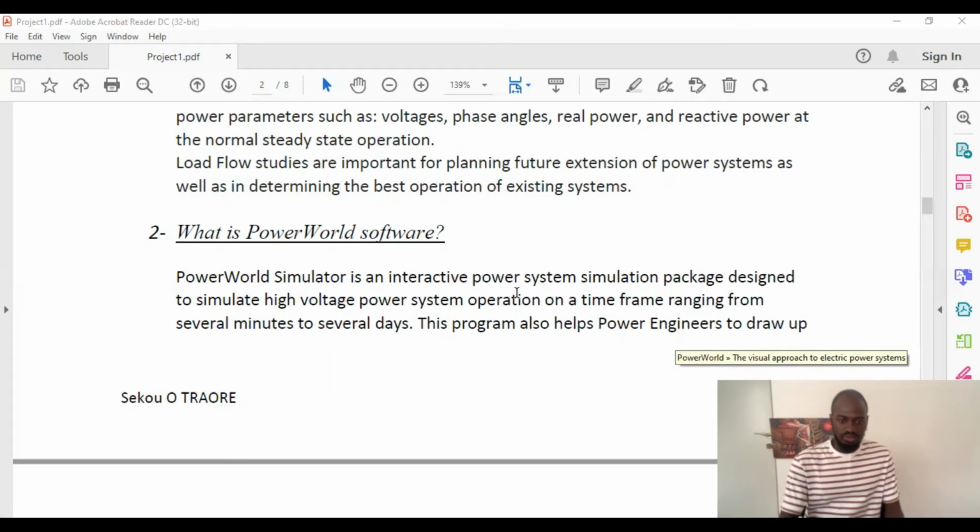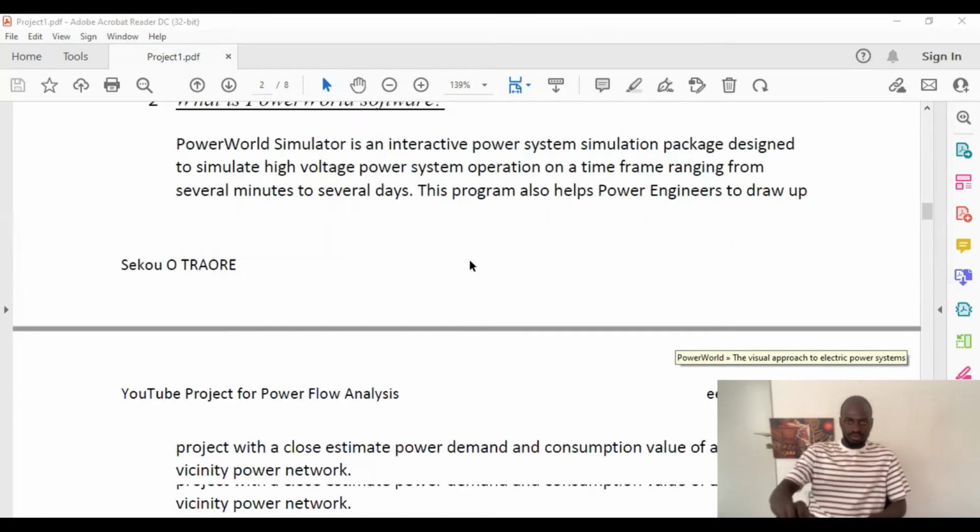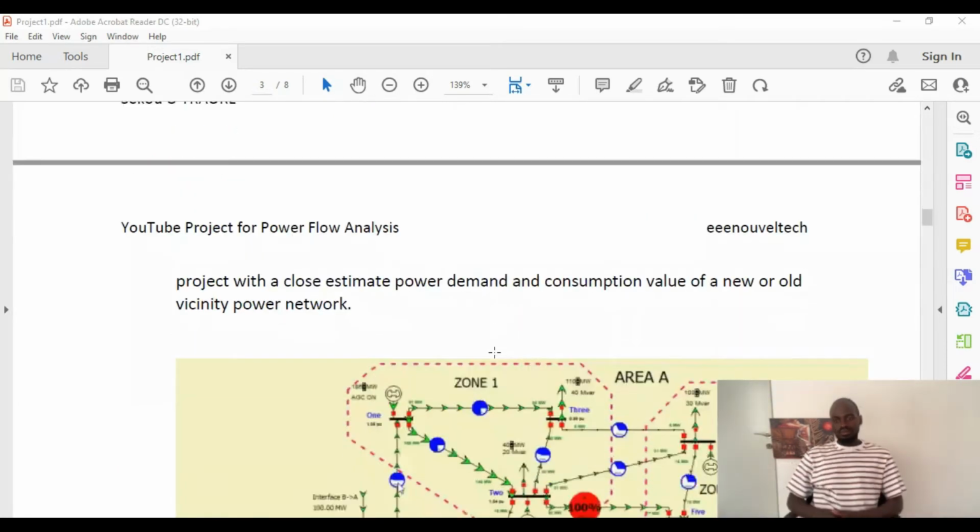And I will also discuss a little bit what the PowerWorld Simulator software itself is. Simulator is an interactive power system simulator package designed to simulate high voltage power system operation on time frames ranging from several minutes to several days. This program also helps engineers to draw up projects with a close estimate of power demand and consumption values of new and old vicinities' networks.